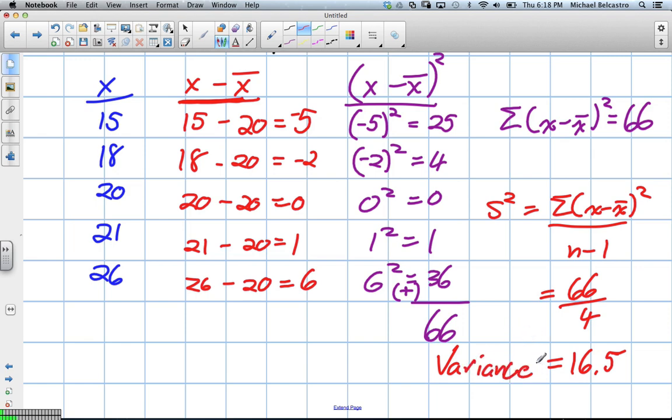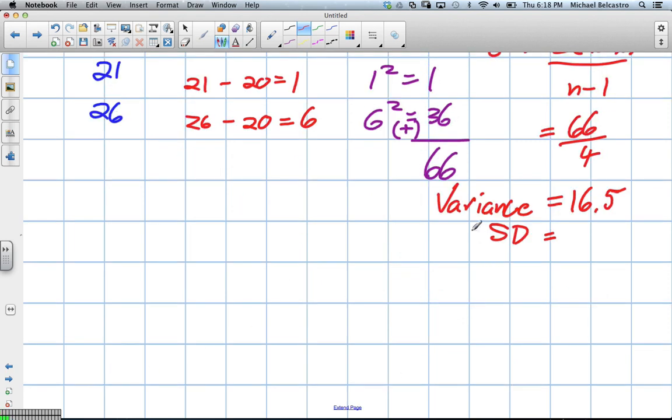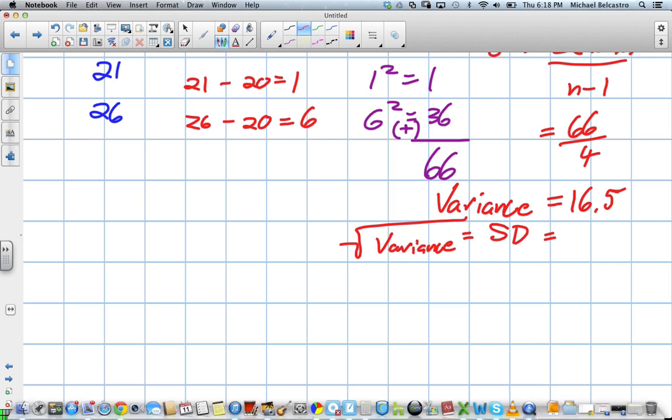To find the standard deviation, which I represent with SD, we're going to have to square root those values. So I'm going to say the standard deviation is equal to the square root of the variance. So we'll square root our 16.5.